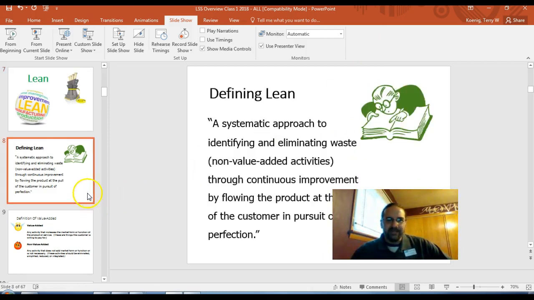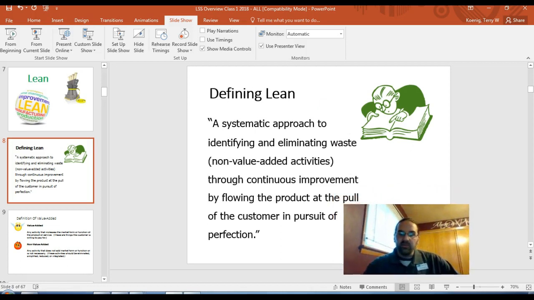All right, so defining Lean. It's a systematic approach to identifying and eliminating waste. And waste is non-value added activities through continuous improvement by flowing the product at the pull of the customer in pursuit of perfection. Well, that's a lot of words. If you can remember a few of them, identifying and eliminating waste, and waste as non-value add activities. Remember that chunk of it. That'll come back over and over.